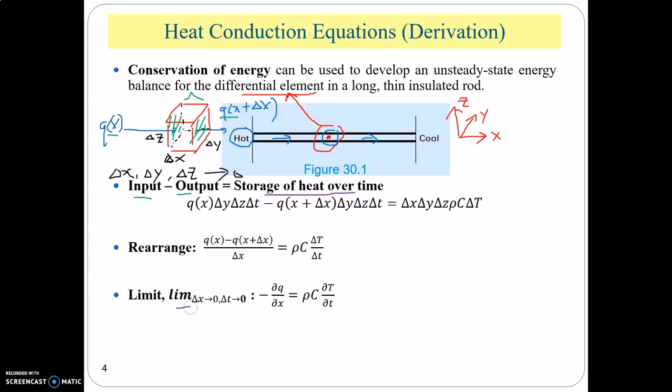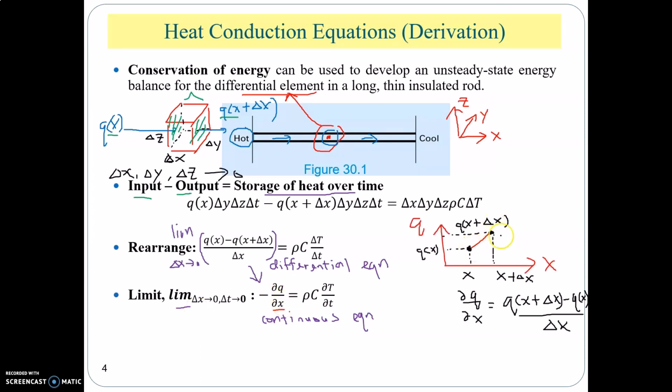by taking the limit where you have the delta x approximate to 0 and your delta t approximate to 0. So on the left hand side, if you take this limit where your delta x approximate to 0, then you convert the differential equation into continuous equation, where you get the derivative dq over dx here.